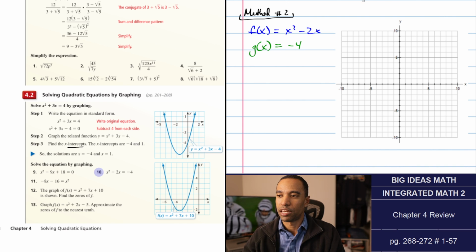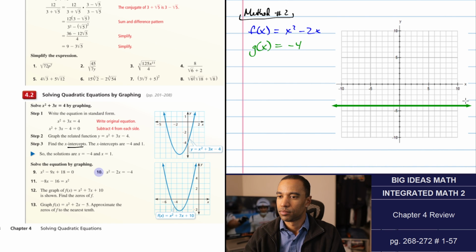So g equals negative 4 is straight up just this right here. Boom, there's that guy. I think a little darker green than I wanted. It's a little lighter green than I wanted. That might be the right green.